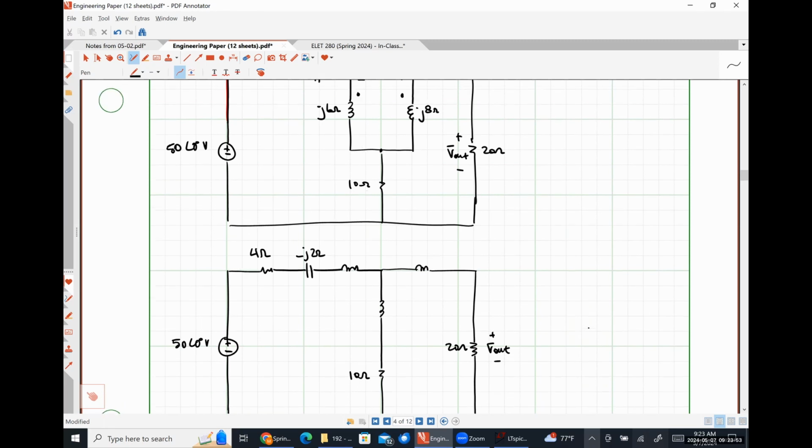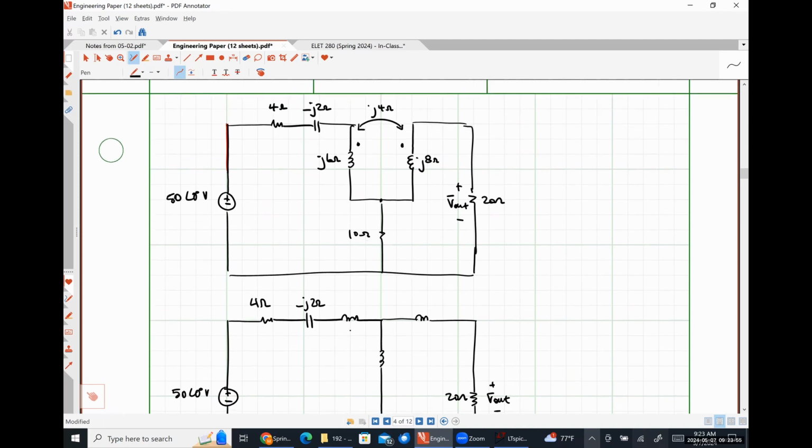So this inductance on the top left, what's it going to be? So it is Lx effectively, but what is it going to be? The dots are on the same side. J2. So J6 minus J4 is equal to J2 ohms. Absolutely.